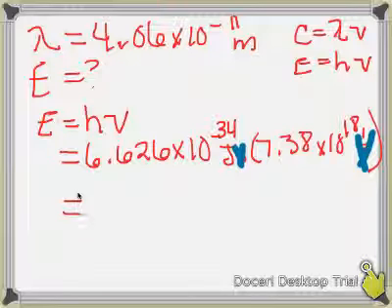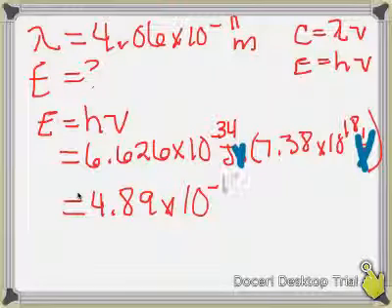So now all I have to do is put it in my calculator. So I do 6.626 exponent negative 34 times 7.38 exponent 18, and I get 4.89 times 10 to the negative 15 joules.